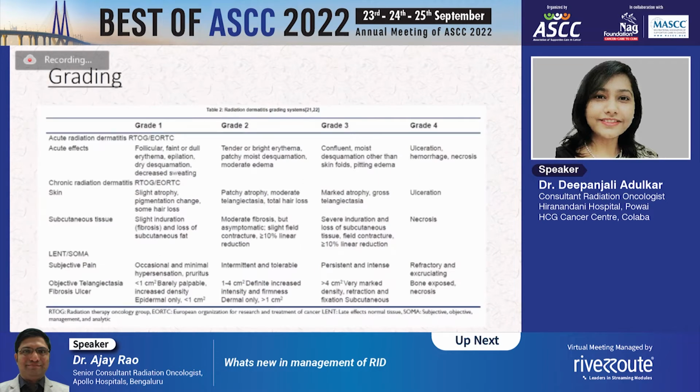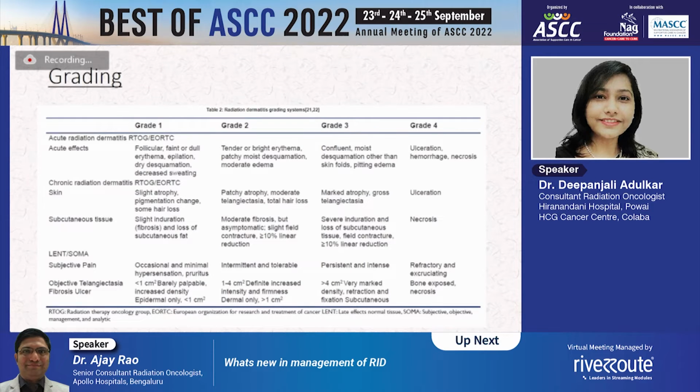6 weeks. So moving on to different grading criteria, there are multiple grading systems which are used for grading the severity of radiation dermatitis. What we most commonly use are the RTOG/EORTC guidelines and the NCI CTC grading system. So the CTC and the RTOG guidelines are more or less similar.